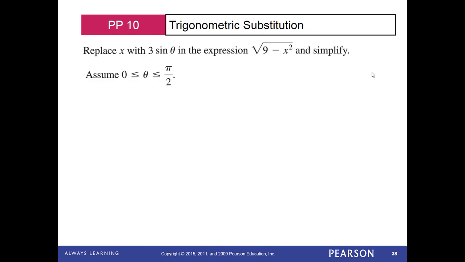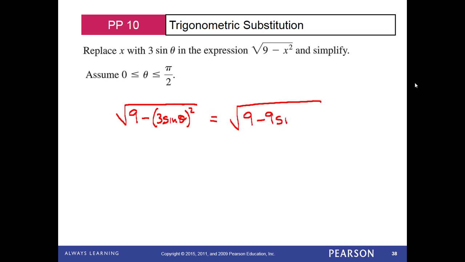Alright, practice problem. Here it is, just a little bit more complicated, not by much. So replace x with 3 sine theta, assuming we are in quadrant 1. Alright, let's go for it here. So 9 minus 3 sine theta, being squared. That will transform that 3 into a 9 sine squared theta.